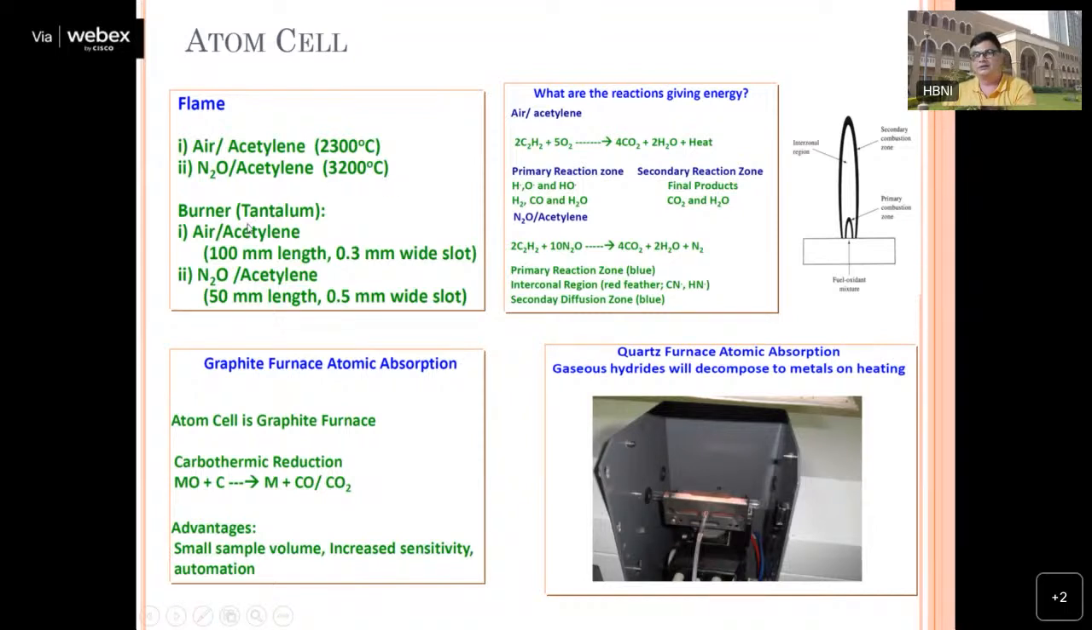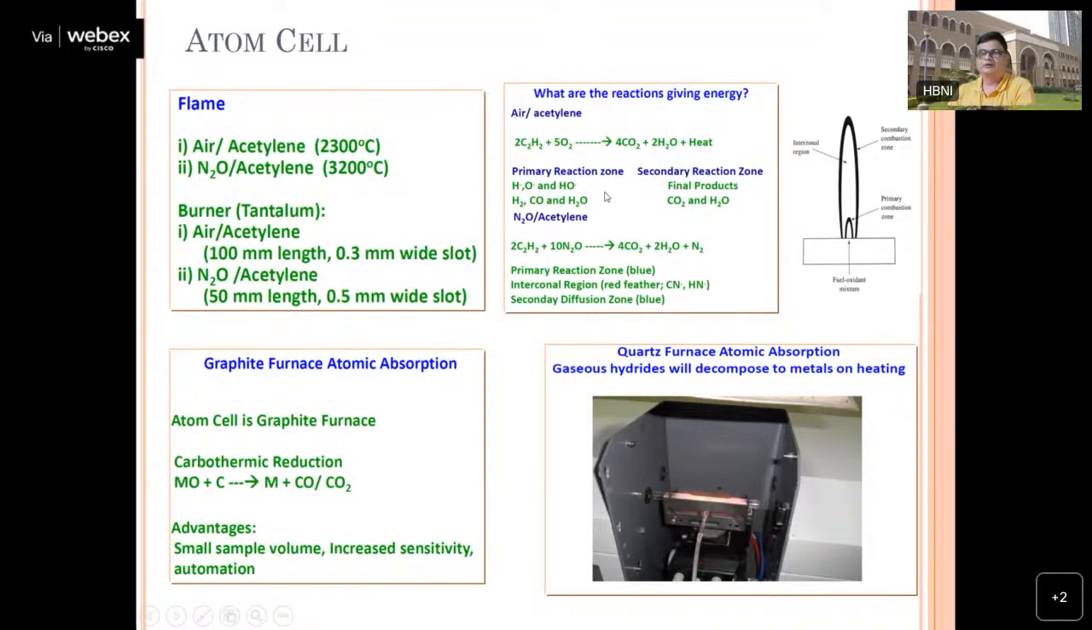And basically, these are the burners made of tantalum, and these are the sizes of the flames. The size of the flame is about 100 millimeter length and 0.3 millimeter wide in the case of air acetylene, whereas the nitrous oxide flame is more concentrated, 50 mm length and 2.5 mm wide. So these are the reactions which are going on in the flame, producing that heat.